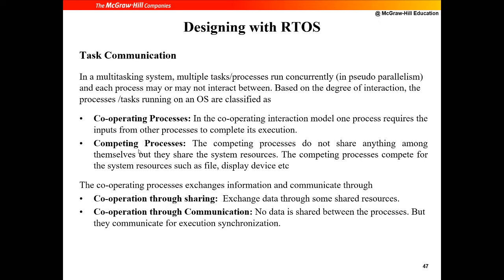The other one is competing process. In competing process, you don't have any dependency, but these processes compete for a resource. For example, printing. If two processes want to print at the same time, only one will get the printer. So there is a contention over who will get the printer.